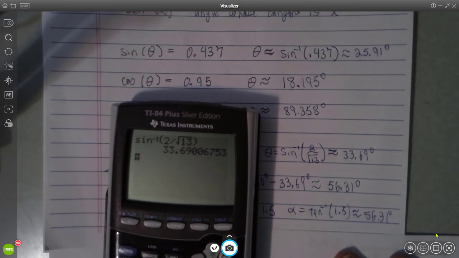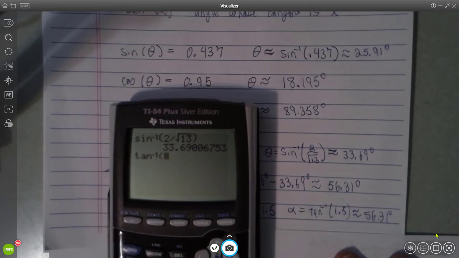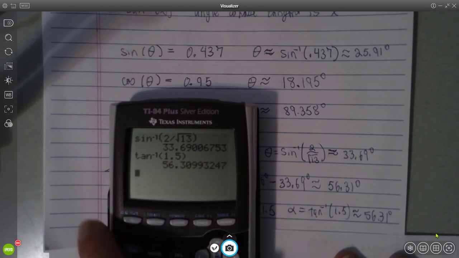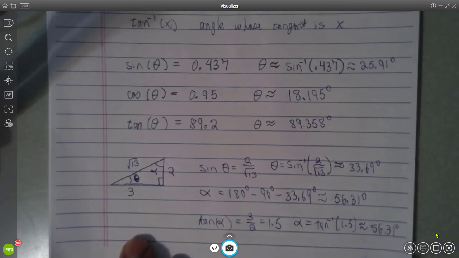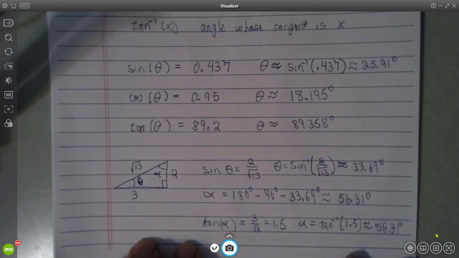And we do that, of course, just as we have in the previous examples, 56.31 degrees approximately. So there's what to do if you're given the sides of a triangle rather than the values of the trig functions directly.